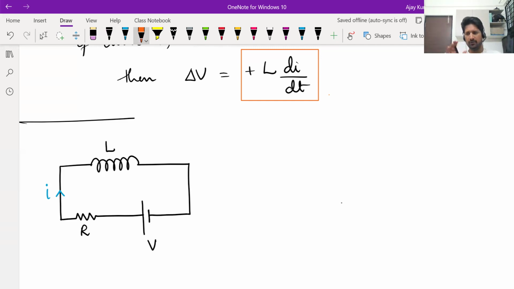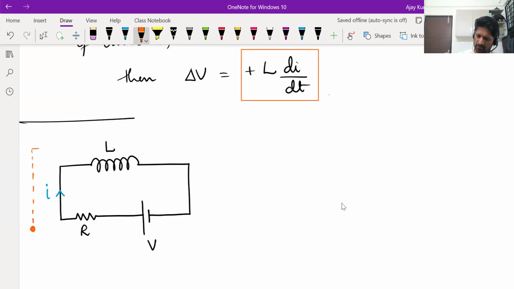Now to apply KVL, we choose one loop in the circuit. In this circuit, there's only one loop, so that loop itself you have to take. You have the choice of starting anywhere in the loop, and of moving clockwise or anti-clockwise. It is up to you. I want you all to start from here and move clockwise.